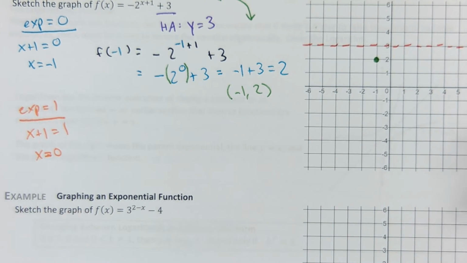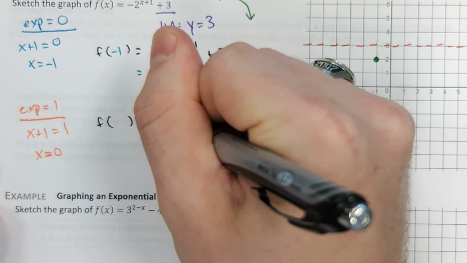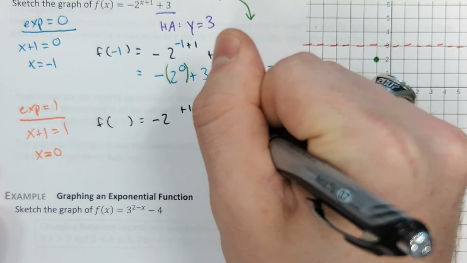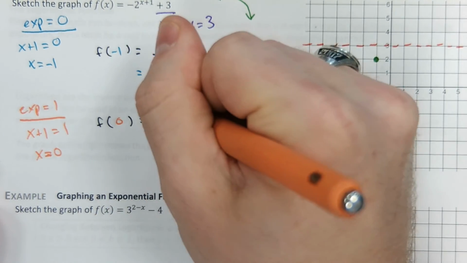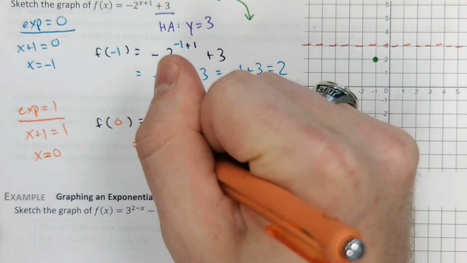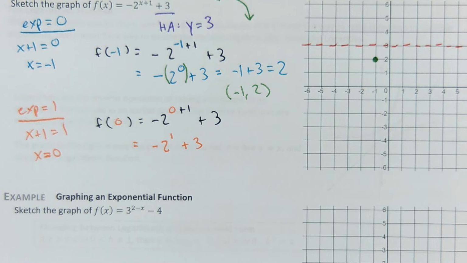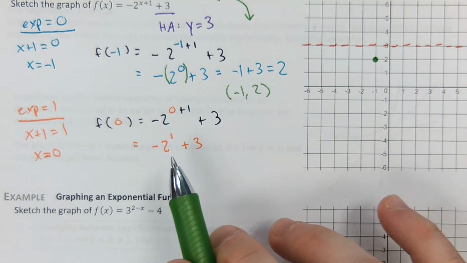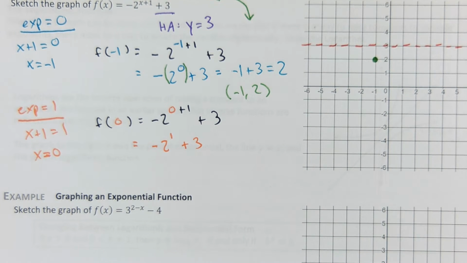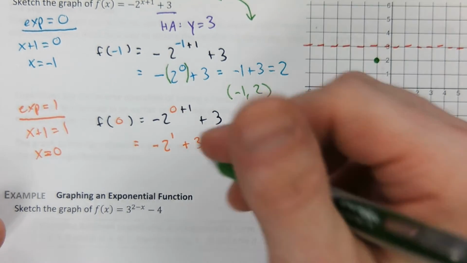And then evaluate. Everywhere you had an x, you're going to put a 0. Once again, we should be doing exponents first, but we'll get away with it this time if we forget, because -2 to the first quantity is -2, and 2 to the first times -1 is still -2.